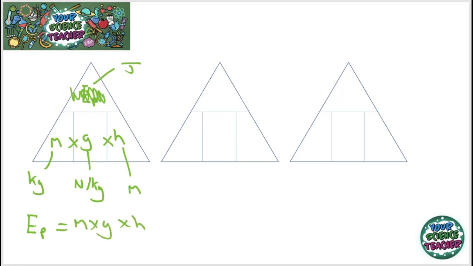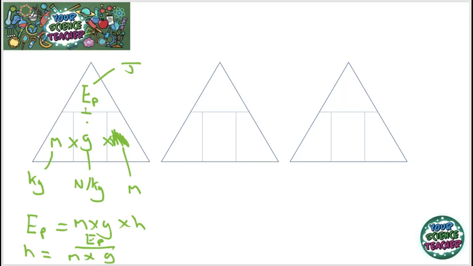But what happens if I don't want to calculate the gravitational potential energy, but this time I would like to calculate height? Well, I'd cover up height with my finger, and height equals, well, this time potential energy is on top, and that means it's a divide, so it would be potential energy divided by mass times gravity.